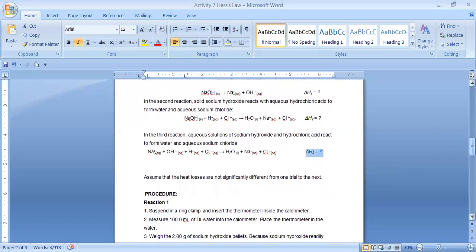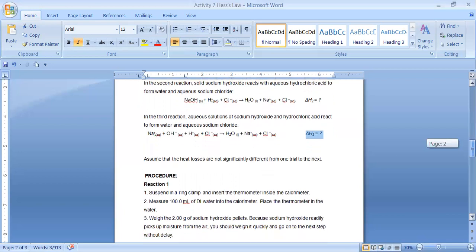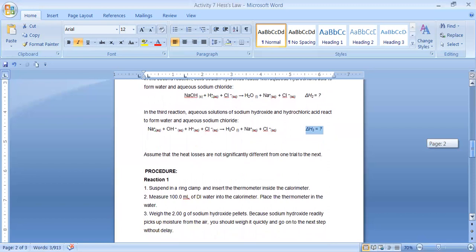So you have to assume that the heat losses are not significantly different from one trial to the next. So it means, class, that you are going to assume also that the specific heat of water is the same as the specific heat of the different solutions used in the experiment. Okay, so please refer to the video. Okay, so there are two videos for this experiment. Kindly obtain your data on the second video because it is clearer there.